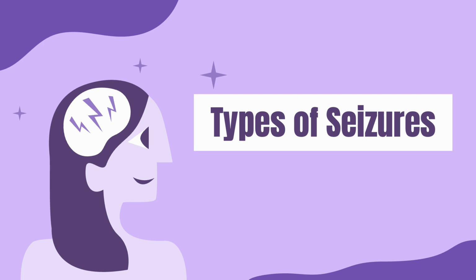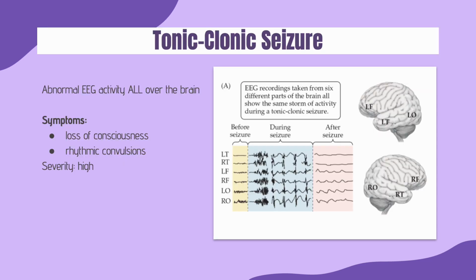There are many different types of seizures. To start, we have generalized seizures, which encompass the entire brain. The first example of a generalized seizure is the tonic-clonic seizure. This seizure contains abnormal EEG activity all over the brain, as you can see in the picture on the right. The symptoms of this kind of seizure are loss of consciousness and rhythmic convulsions.